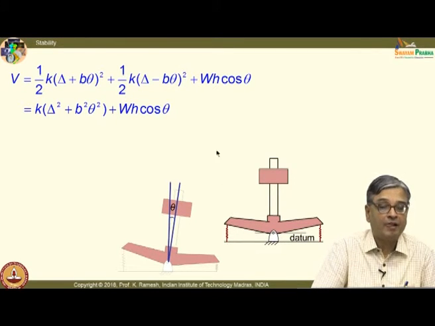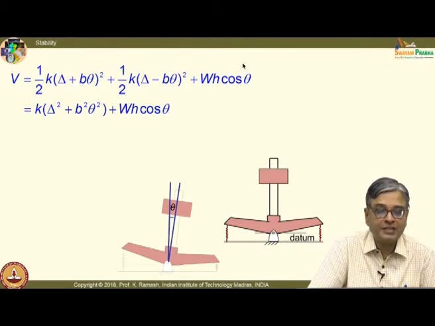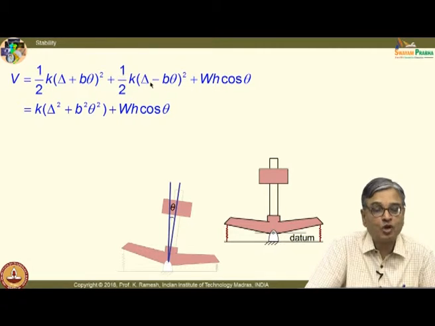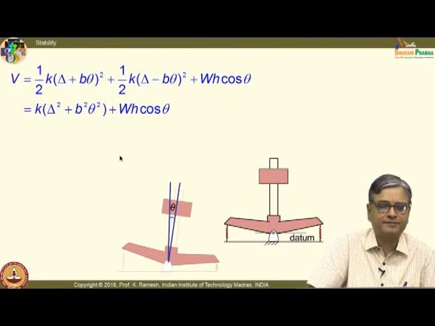Fine. And the contribution of potential energy from the weight is very clear. From this datum, this is simply h cos theta. This is easy to write. Probably you would write for one spring, you must also write for the other spring carefully. That is where your sketch here, one spring is compressed, another spring is stretched, would help you to write for one spring it is 1/2 of k into delta plus b theta whole square. For another spring it is 1 by 2 k delta minus b theta whole square. Rest of it is simple.